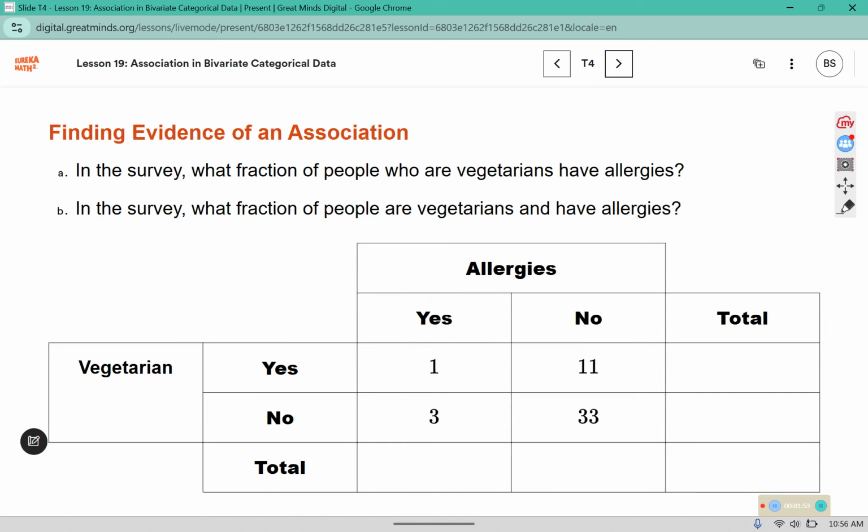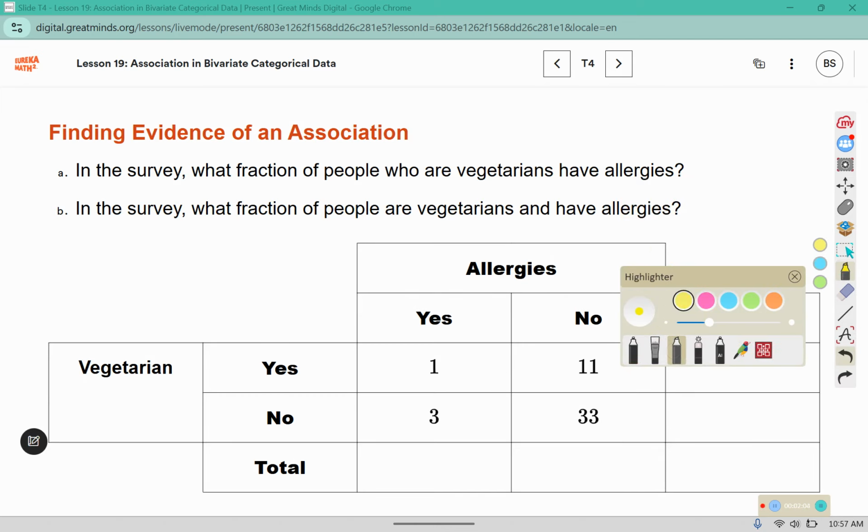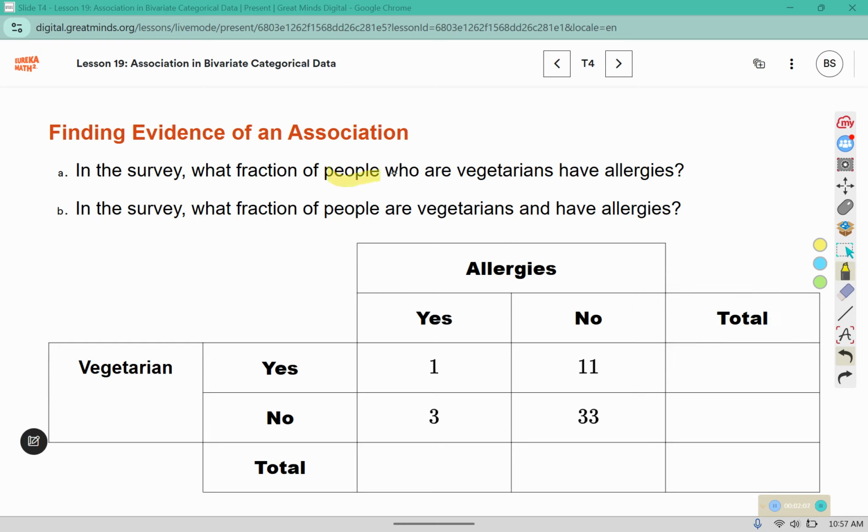Here it says, in the survey, what fraction of people who are vegetarians have allergies? These questions are different because of the way that they're phrased. The first one is looking at people who are vegetarians as the population, and the second one is looking at just people in the whole survey. So the way that we would answer these is going to be different based on the way that the question is phrased. Are we comparing it to just the vegetarians, or are we comparing it to everybody?